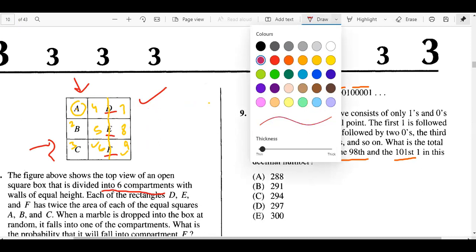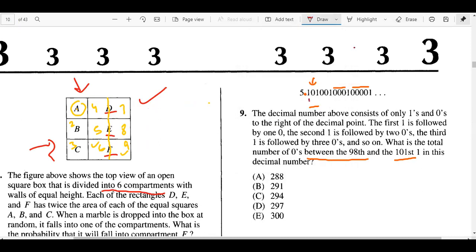All right. So this is the first one, this is the second one, this is the third one, fourth one, and fifth one, right? And the question says, what is the total number of zeros between the 98th one and the 101st one? So you will go on like this, and there will be a point when you will get the 98th one and the 101st one in this decimal number. First you will get the 98th one, and then you will get the 101st one. Right, okay, that is clear. But you need to understand the trend.